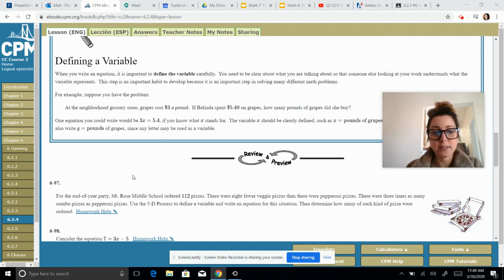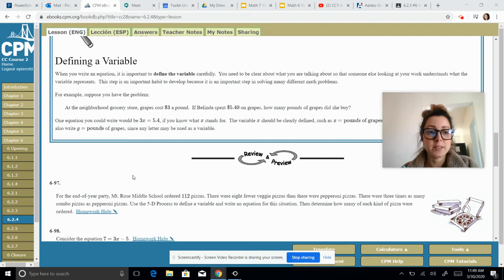This is 6-97. For the end of the year party, Mount Rose Middle School ordered 112 pizzas. There were, hold on, I'm making notes as we go. There were 8 fewer veggie pizzas than there were pepperoni pizzas. So 8 fewer veggie than pepperoni. So that tells you that the veggie is pepperoni minus 8.